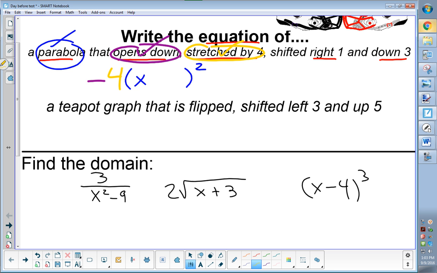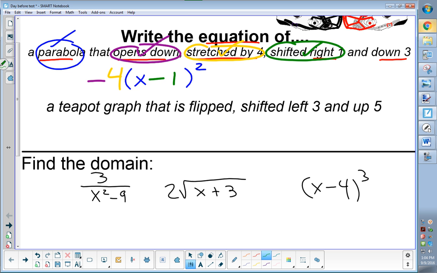Okay, the next one says I'm shifted right 1. If I'm shifting to the right 1, Dylan, what am I going to do to shift to the right 1? Add 1 where? In the parentheses. If I want to go to the right, is it going to be a +1 or a -1? Minus, good. He's going to go the opposite direction if we're going left or right. So we put a -1 there.